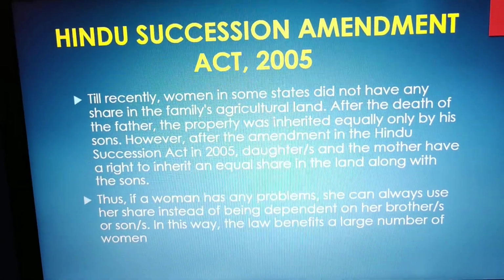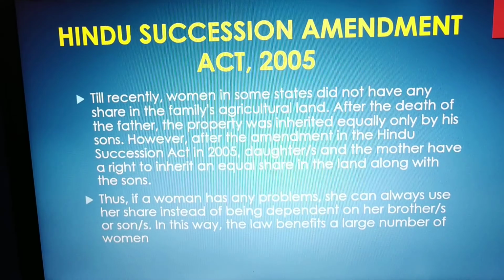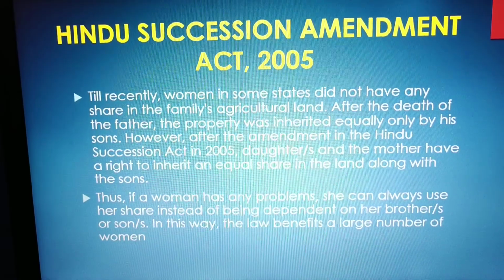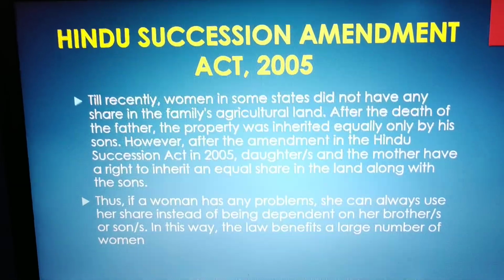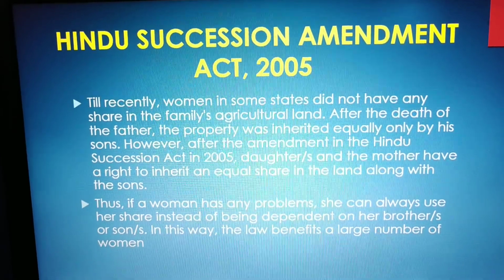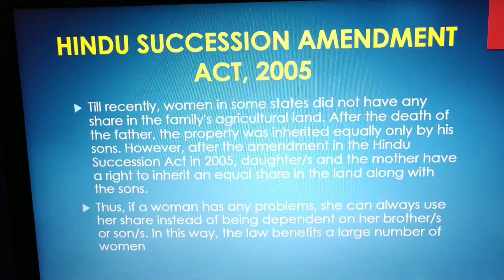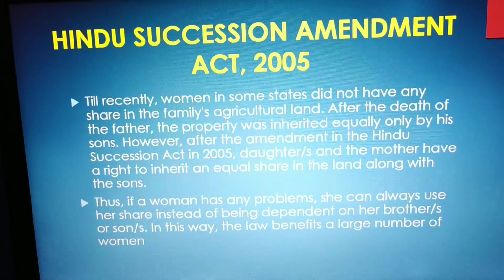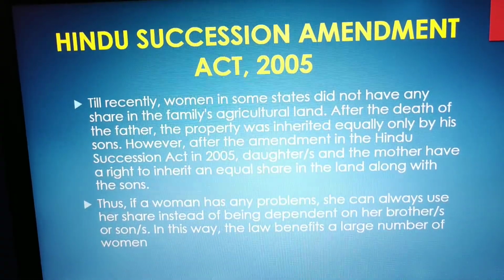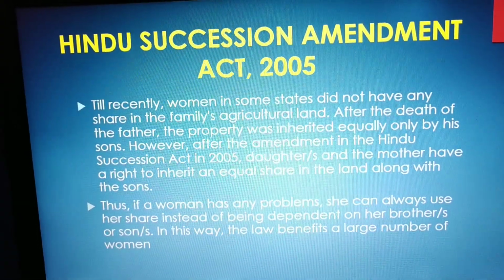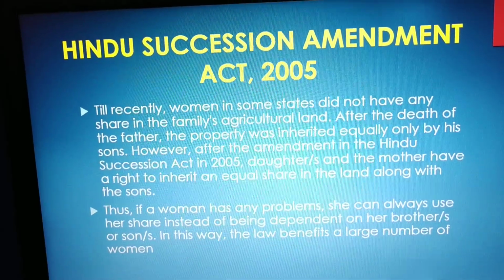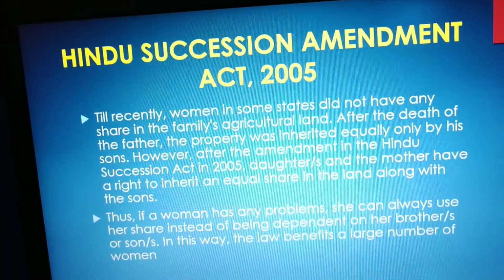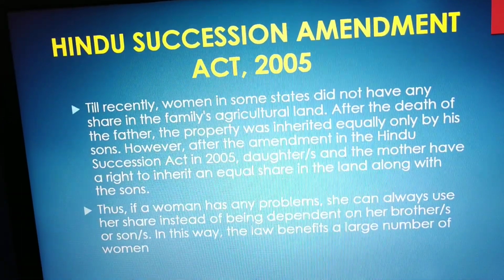Suppose in a family there is a mother, then you have two daughters, and you have a son. So now the property will be equally divided in how many parts? 4 parts. One for the mother, 2 for the daughters and 1 for the son. So how is this act beneficial for women? Because if women face any problem in their life, even after marriage, their share of land will help them, and they don't have to depend on somebody else for this. Okay, so I think you must have understood this.